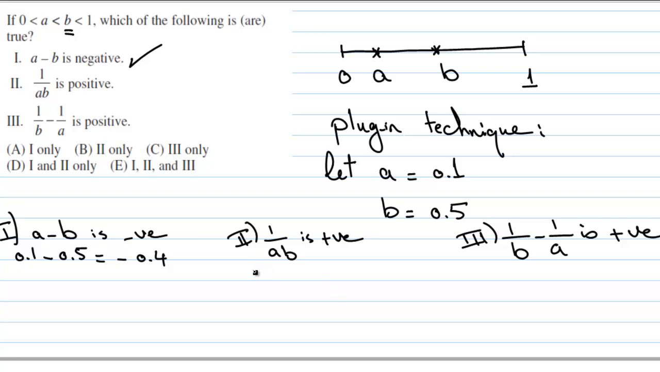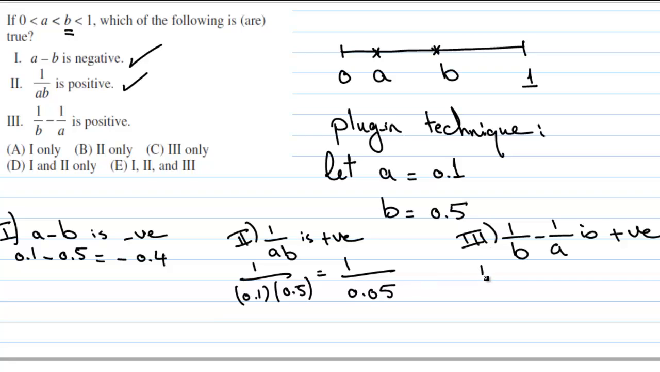The second one, we do the same thing. So it's going to be 1 over A, which is 0.1, multiplied by B, which is 0.5. We don't care about the value here. We just care about the sign. So this is going to be 0.05. You can see clearly the answer is positive. That's right. So that's also true. The answer in the first was negative, the answer in the second one is positive, so the second one is true.